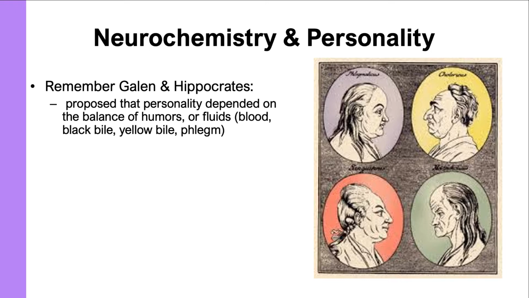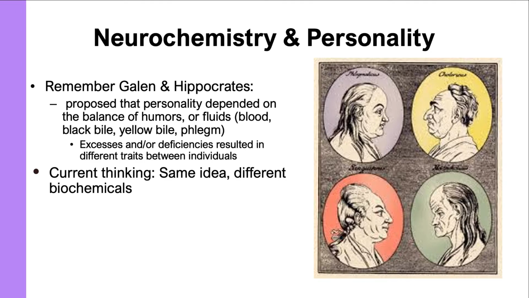For example, the sanguine temperament type or humor type is the one that has too much blood, and if you have too much blood, then you tend to be a cheerful, optimistic type of person. Current thinking is the same idea, but with different fluids or biochemicals, in this case, neurochemicals. The difference now is that instead of bodily humors, neurotransmitters and hormones are investigated as related to personality traits.